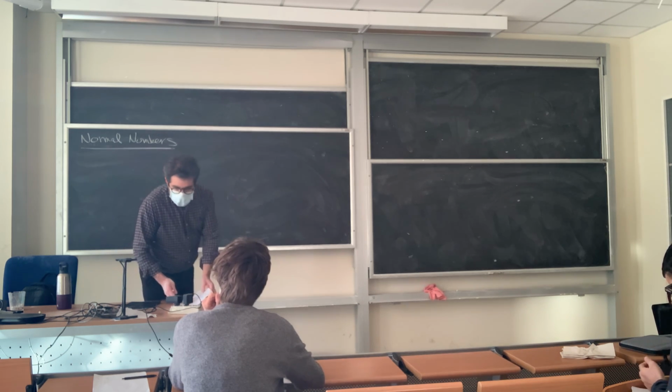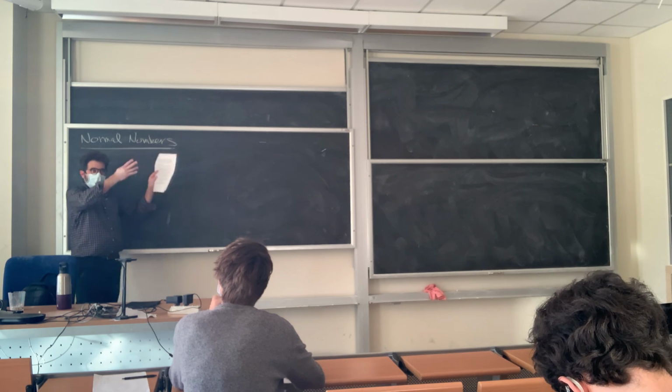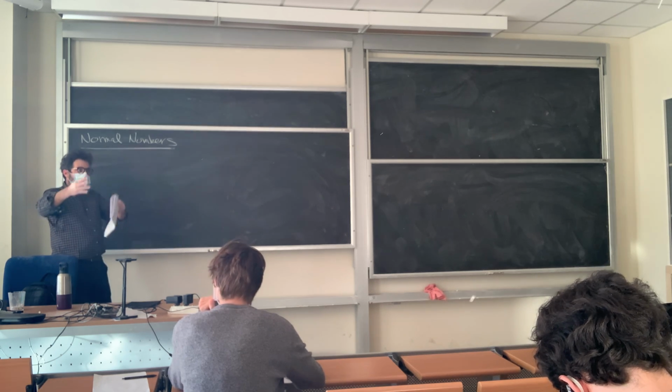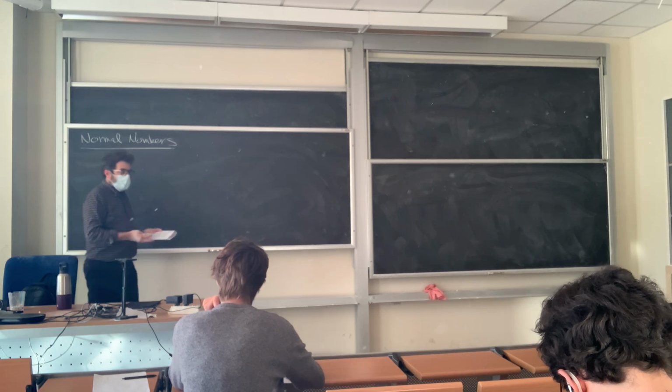Right, asymptotically, not in a finite number. So if you look at an increasing number of digits and you count the proportion of zeros and ones and twos and nines, they converge to 1/10. That's a normal number in base 10, right?